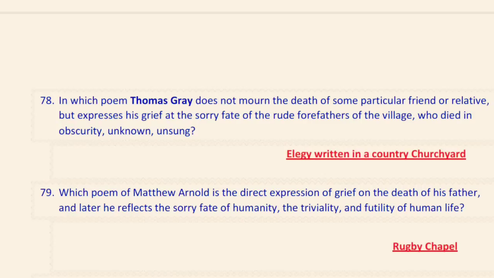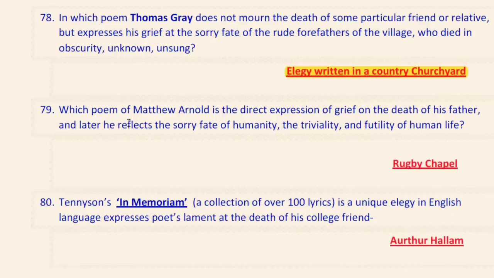Question number 78. In which poem does Thomas Gray not mourn the death of some particular friend or relative, but express his grief at the sorry fate of the rude forefathers of the village who died in obscurity, unknown, unsung? The answer is Elegy Written in a Country Churchyard. Question number 79. Which poem of Matthew Arnold is the direct expression of grief on the death of his father, and later reflects the sorry fate of humanity, the triviality and futility of human life? The answer is Rugby Chapel.